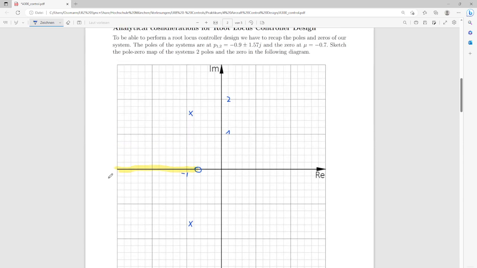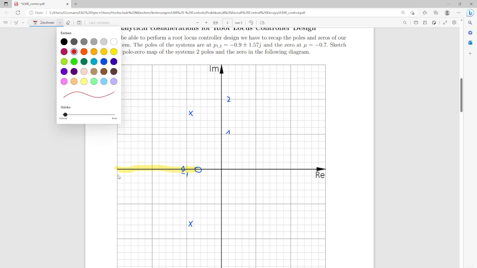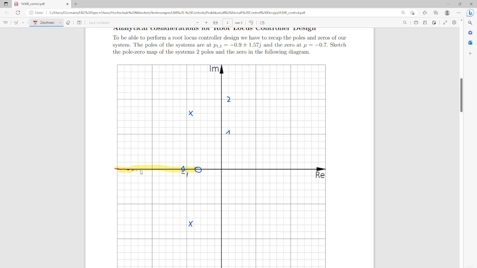Okay, so what do we have? We have the centroid at 1.1, so let's draw that in there, and we know that this whole thing is part of the root locus curve. And also the asymptote. So if I draw the asymptotes from here in red, this one asymptote has an angle of 180 degrees, right? So it needs to go to the left.